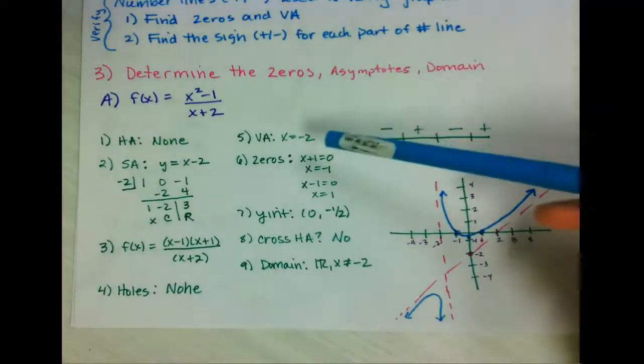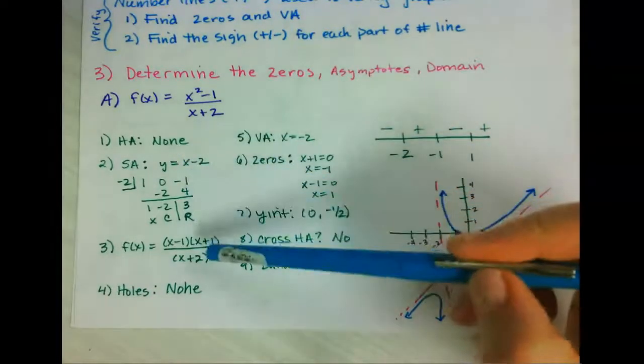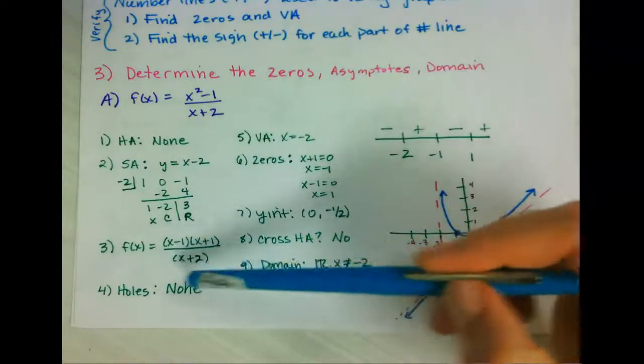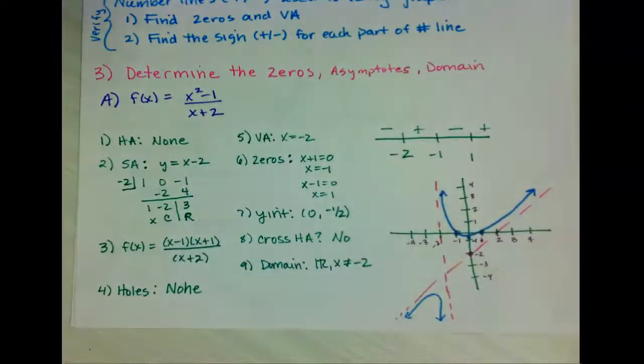Now I'm going to check to see if there's a vertical asymptote. So I'm looking at the bottom part right here. That's where your vertical asymptotes are, and you are going to set that equal to 0. So the vertical asymptote is going to be at x equals negative 2.